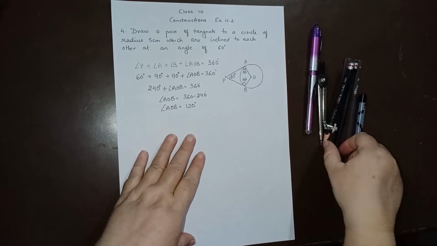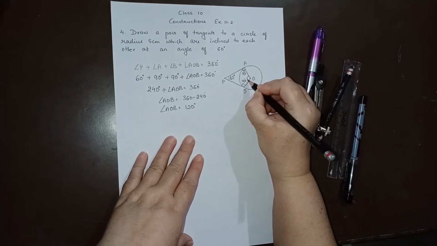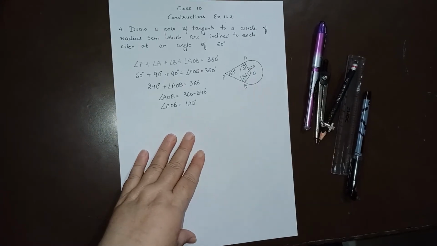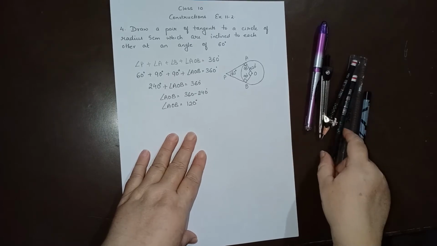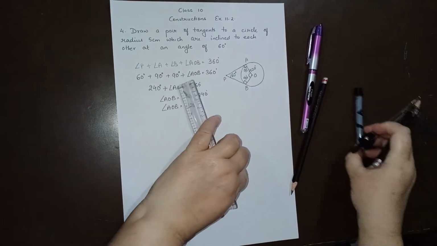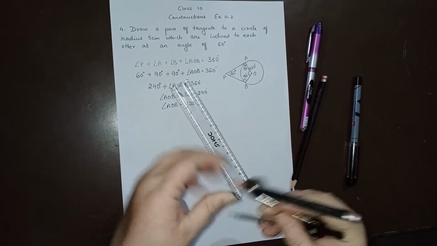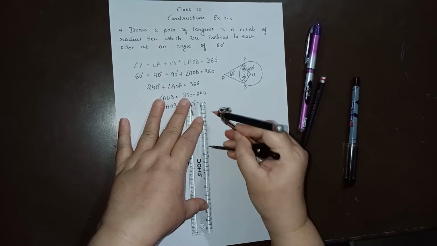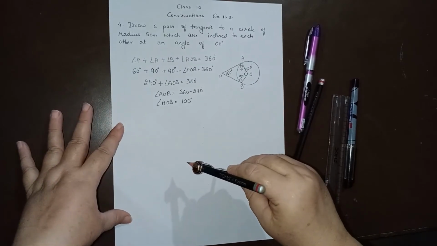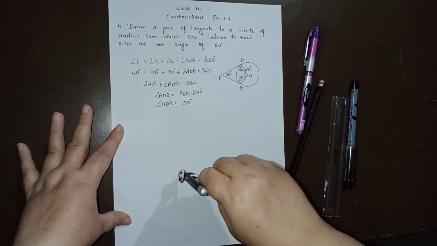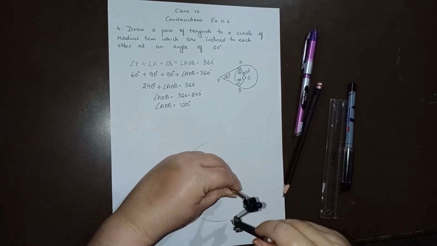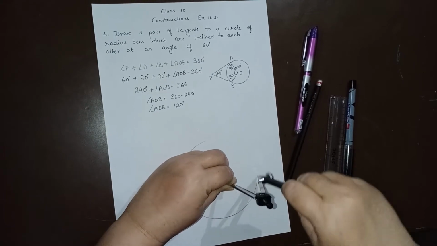So let us see how we will do this construction now. So this angle AOB is 120 degrees. First of all, the circle is of radius 5 cm. So let us draw a circle of radius 5 cm. It will be like this. We will take a scale and we will open the compass to 5 cm. So let us draw a circle of radius 5 cm like this. So this is a circle of radius 5 cm.